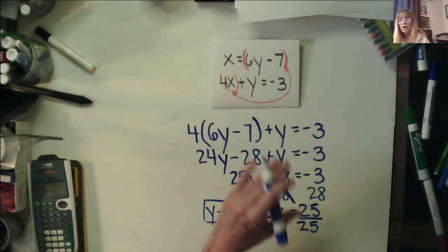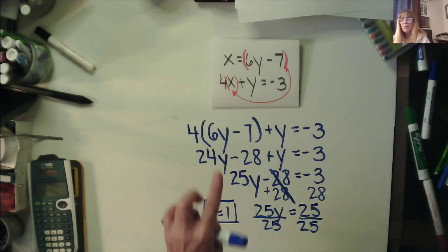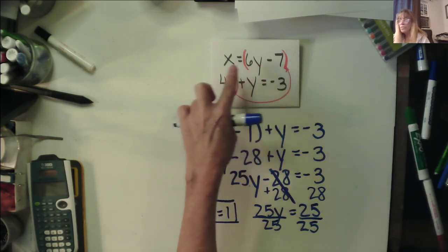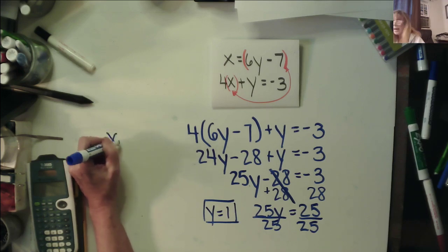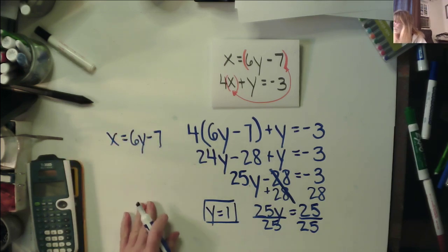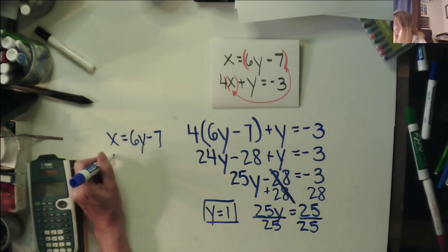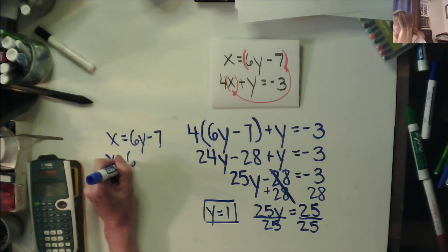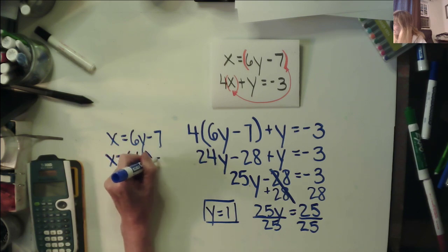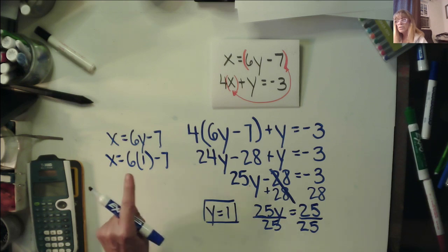So I was able to solve this. I was able to find out what y was. But now I'm going to go back up here to this original problem up here. X equals 6y minus 7. And I'm going to take that value and I'm going to plug it into the y. X equals 6 times 1 minus 7. We're evaluating this, so we're substituting in.